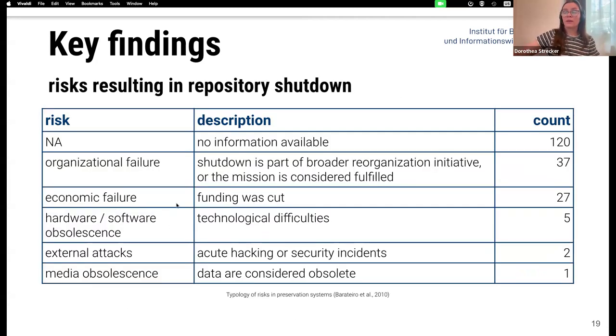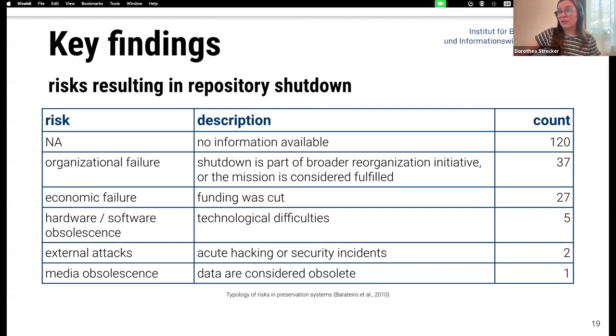Looking at the risks that resulted in repository shutdown, we found that for most repositories in the sample, it was not possible to determine the cause of shutdown. This illustrates a problem that we have observed during data collection, that in many cases, there is only very sparse information, if any, on the shutdown process.